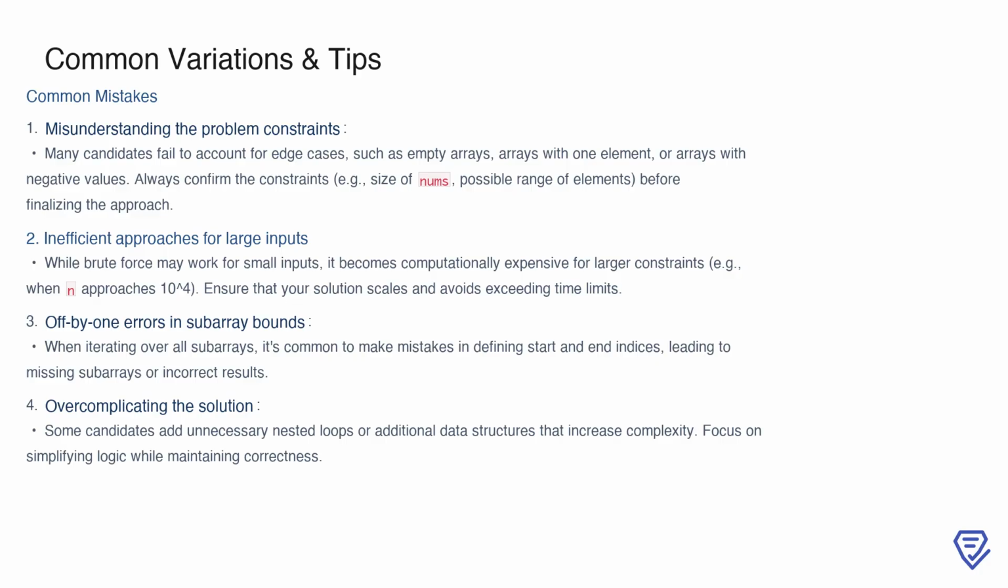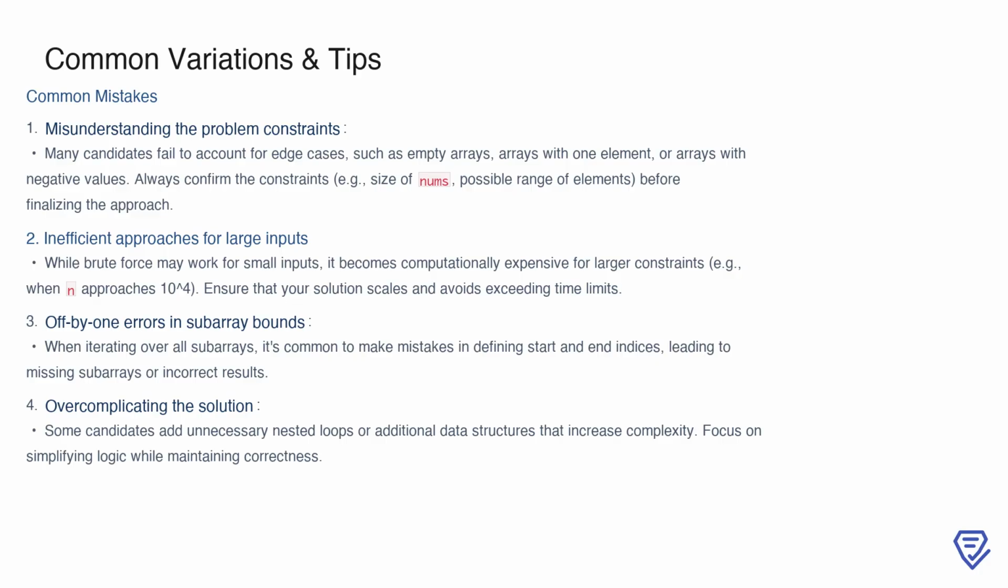Additionally, inefficient approaches can be problematic, especially for large inputs. While brute force might seem tempting, it becomes impractical as the input size grows, particularly when the array length approaches 10,000. Scalability should always be a priority to avoid time limit errors. Another common mistake is off-by-one errors when defining the bounds of subarrays. Small indexing mistakes can lead to incorrect results or overlooked subarrays.